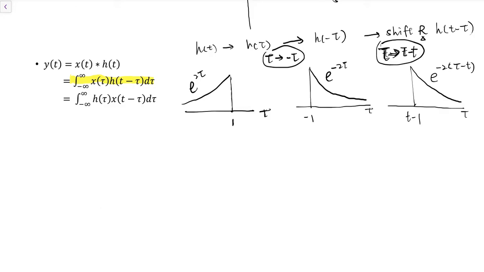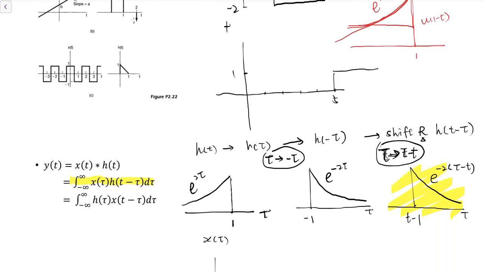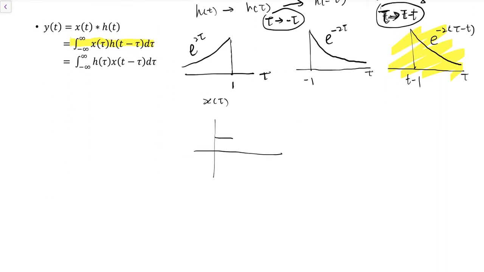Okay, now we got our signal h(t minus tau). We know what it looks like. This is our h(t minus tau). And we know what our x(tau) looks like. It looks like, let us check, from 0 to 2 is 1, 2 to 5, negative 1. This is what our x(tau) looks like.